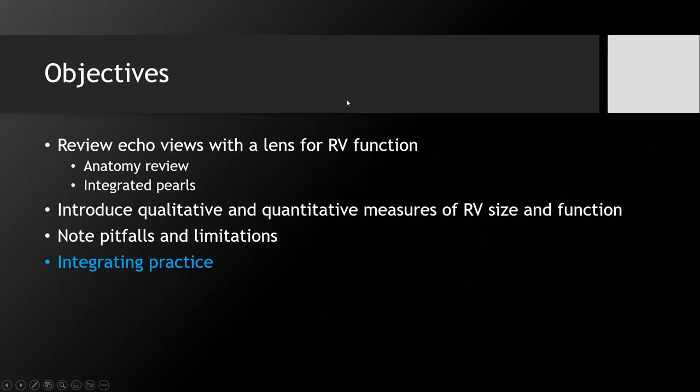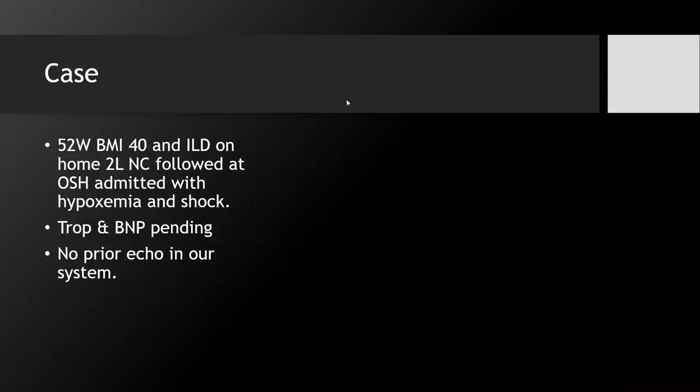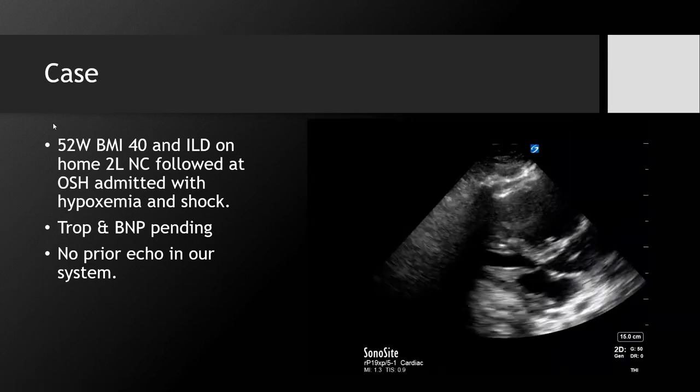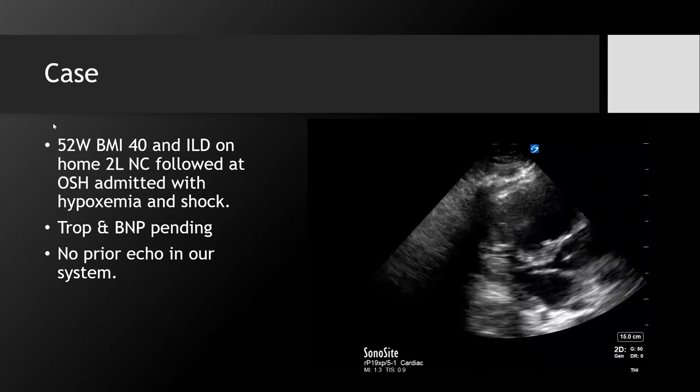So, integrating this into practice, there are some important takeaways. I'll share with you a case. You have a 52-year-old woman with a BMI of 40, has ILD on 2 liters nasal cannula, followed at an OSH, so you don't have any past medical history, admitted with hypoxemia and shock, and you don't have a troponin or BNP, and there's no prior echo in our system, and it's this.